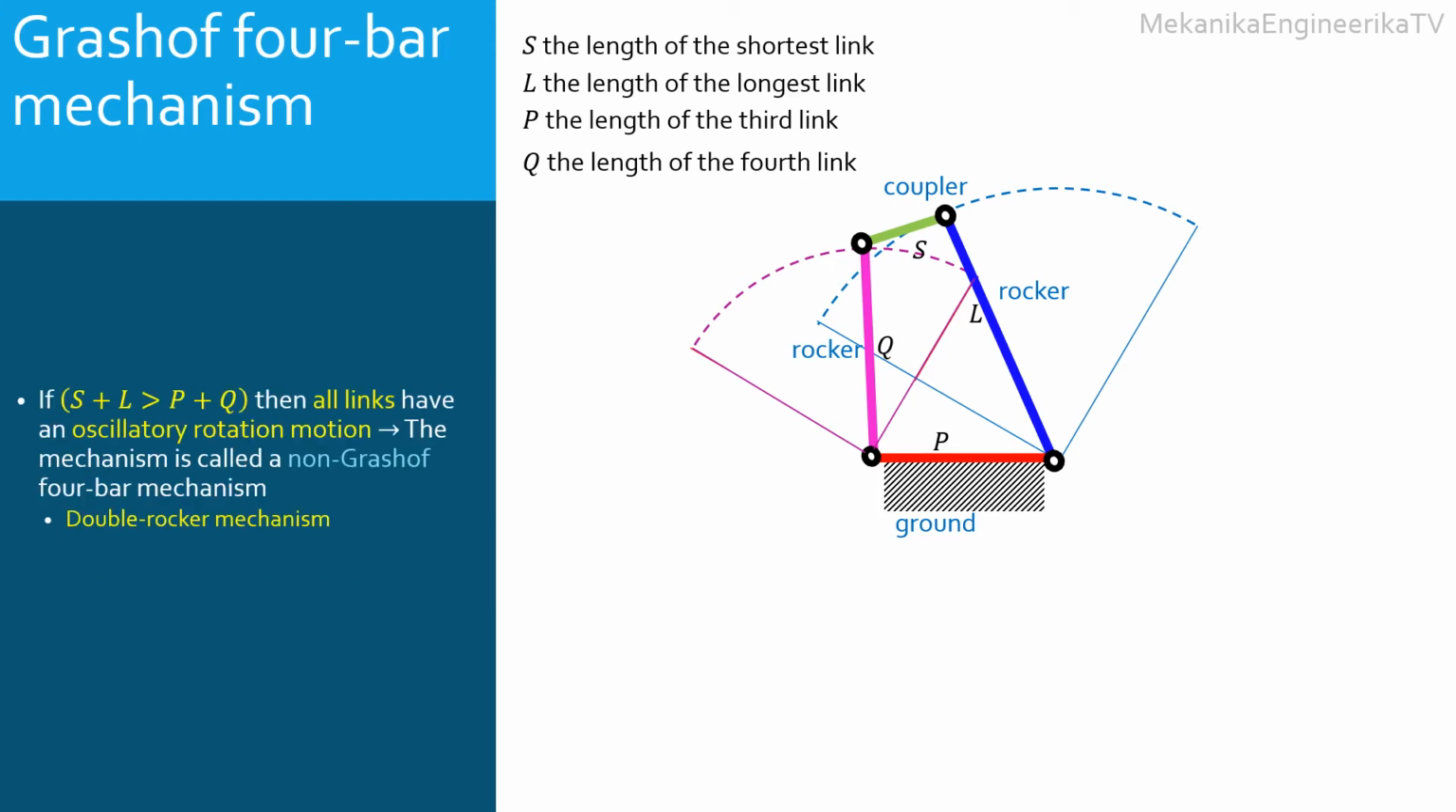When S plus L is higher than P plus Q, when the mechanism is non-Grashof, all the bars have an oscillatory back and forth rotational motion. The bars connected to the ground are rockers. The linkage is also called a double rocker 4-bar non-Grashof mechanism. The difference between a double rocker Grashof and double rocker non-Grashof is in the motion of the coupler. For the double rocker Grashof 4-bar, the coupler can accomplish a full rotation. For the double rocker non-Grashof, the coupler has an oscillatory motion.